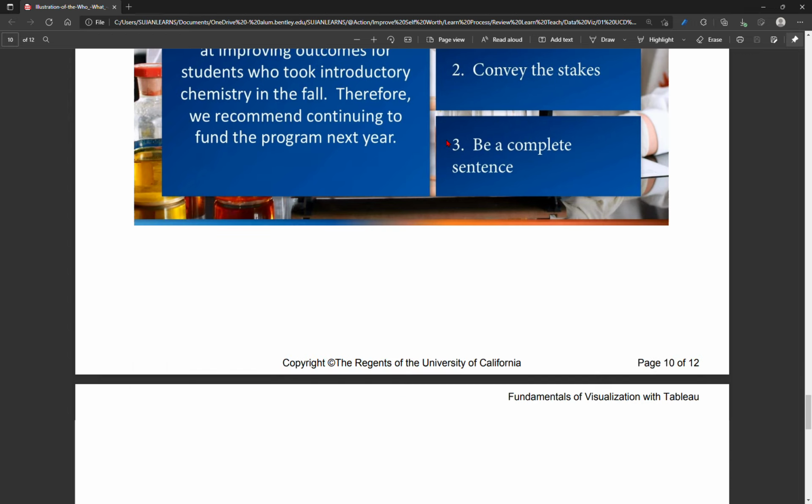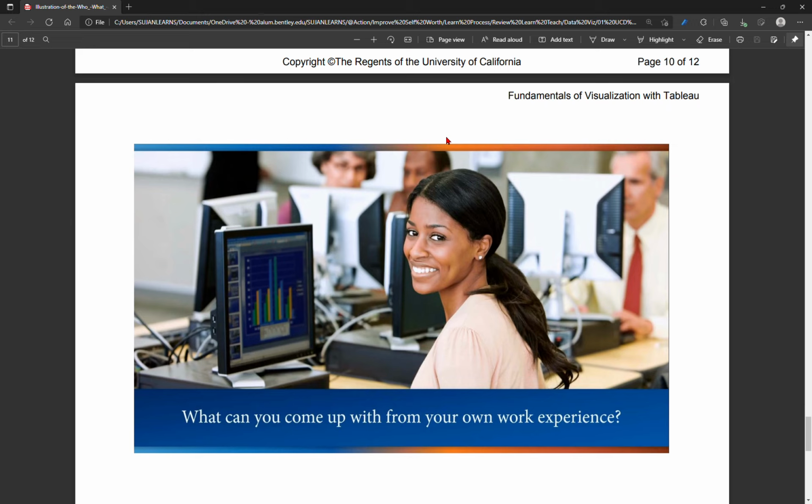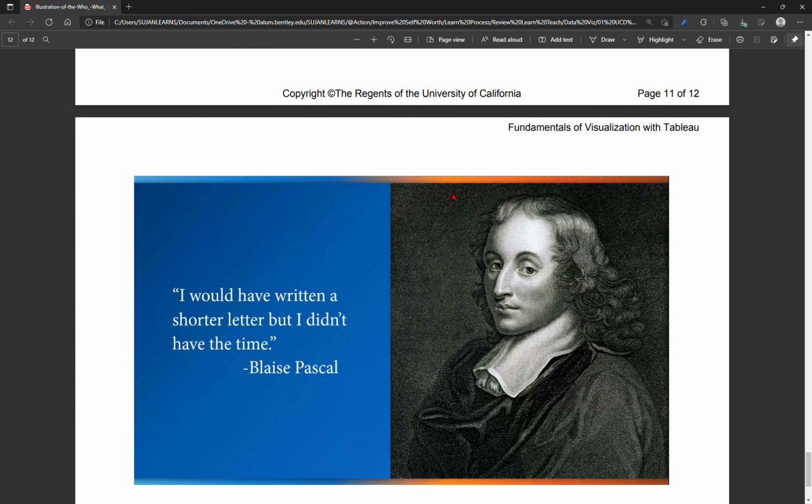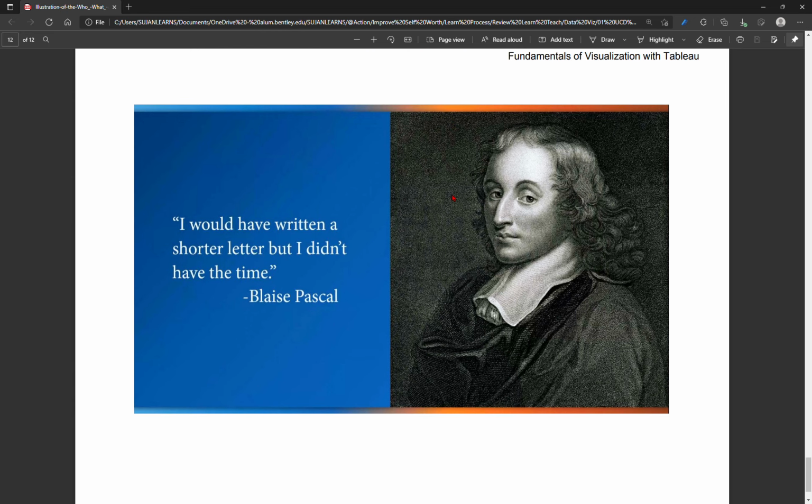Now, I ask you to think about an experience from your work that you can come up with to present the three big ideas. In the end, I will leave you with a quote from Blaise Pascal, a famous mathematician. He says, I would have written a shorter letter, but I didn't have time. This says that writing something clear and concise is not intuitive and it takes hard work, but it is absolutely necessary.